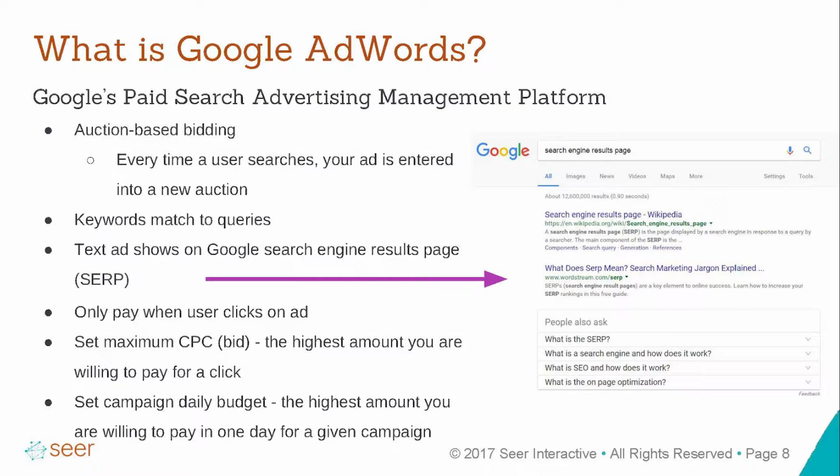So yes, like I said right here, you only pay when a user clicks on your ad. And again, you can set your maximum CPC or your bid. Those are interchangeable. They mean the same thing, which is the highest amount you're willing to pay for a click. And you can also set your campaign daily budget, which is the highest amount you're willing to pay in one day. So again, you could have a daily budget of $10, $100, $1,000, whatever you think you could possibly spend in a day, at a scalable level that you're comfortable paying for.